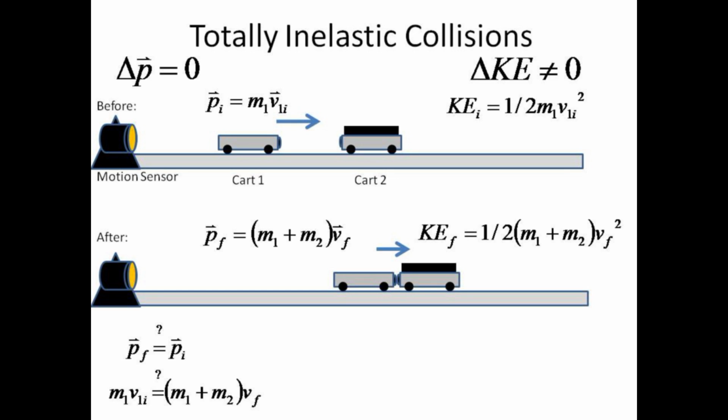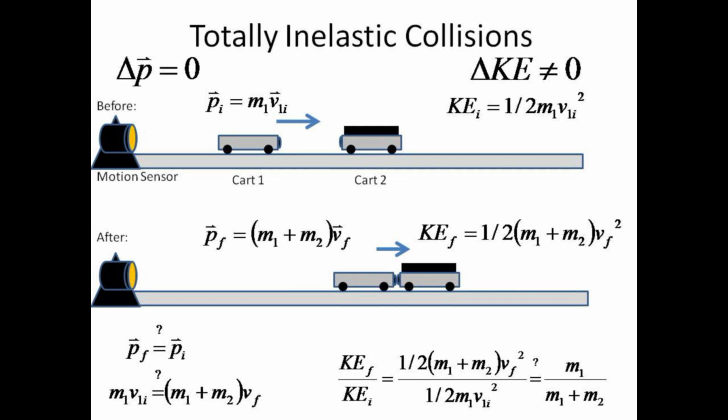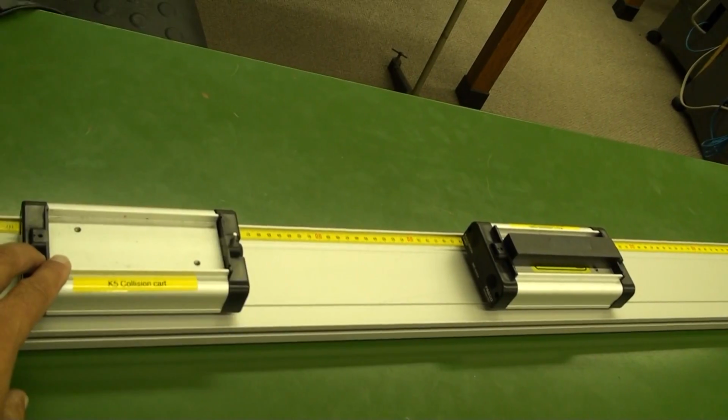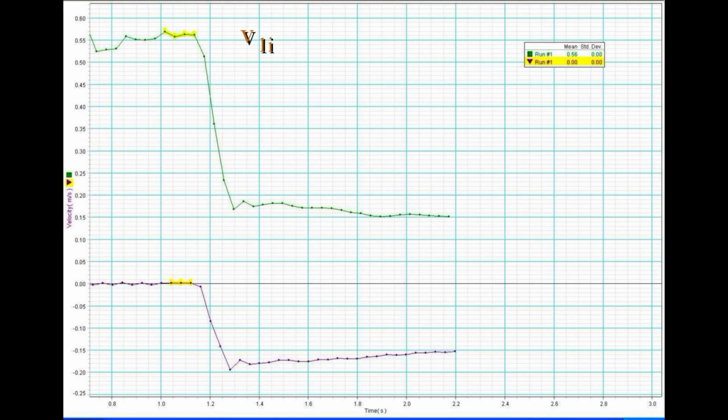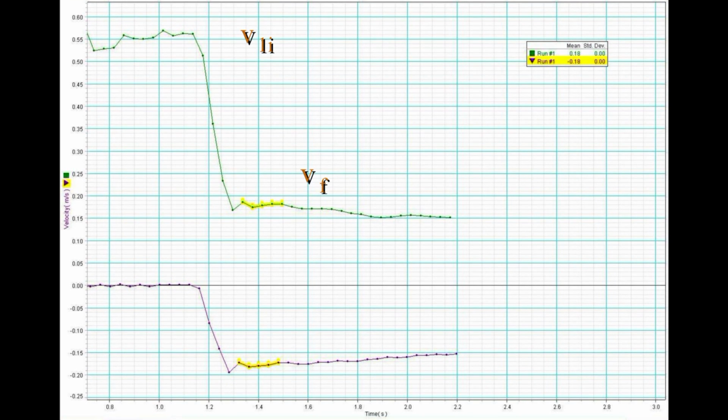Also, in an inelastic collision, kinetic energy is lost. The initial kinetic energy is 1/2 m1v1 initial squared. The final kinetic energy is from the combination. You can compare the ratio of final to initial kinetic energy with the theoretical prediction of m1 over m1 plus m2. And here's the collision. Record the velocity of cart 1 before the collision. Record the final velocity of the combination just after the collision.